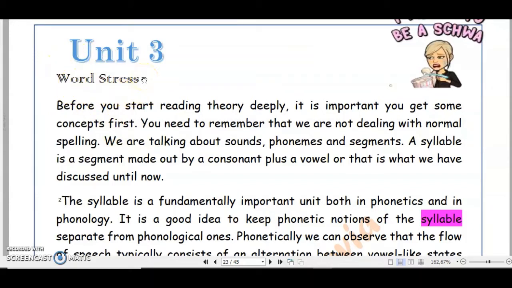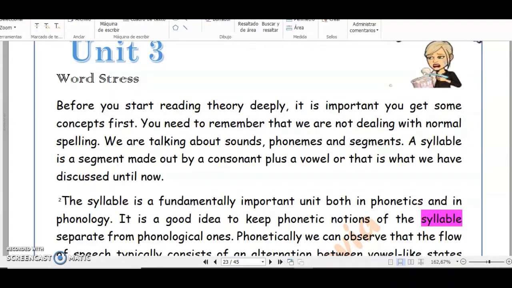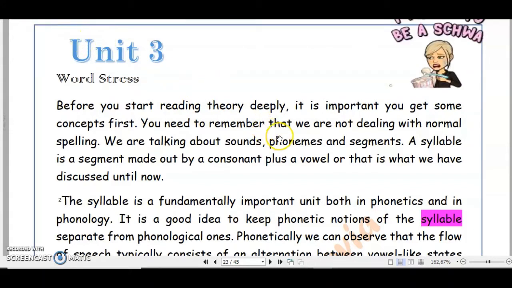We have discussed in the previous audio some general characteristics of word stress and why it is important to understand the concept of syllable. Okay? Well, so what you need to do is to read page 23 in your booklet and try to understand the main concept.